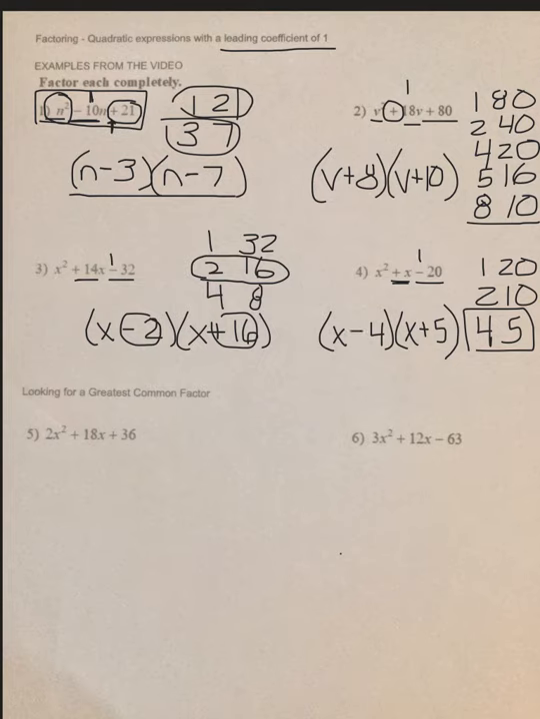And the reason is to sort of give you an idea on this. If I was to turn around and distribute this back out, this would give me negative 4x, and this would give me positive 5x. And when I add them together and combine like terms, that's where that plus 1x is going to come from.